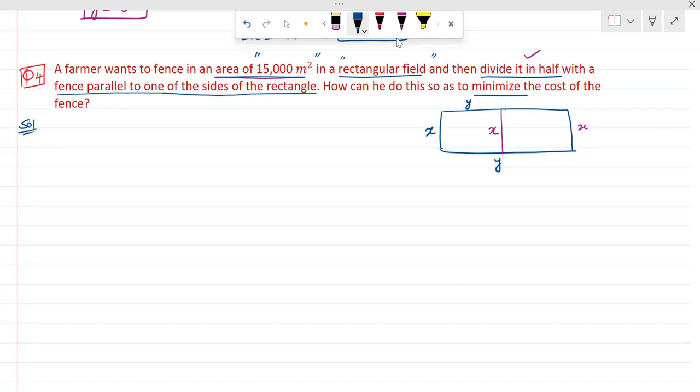So, given, I write it here first, given area, which is given by 15,000. So that is xy is given. xy is 15,000 is given. From this, I can write y equals 15,000 over x. So now go to the perimeter.